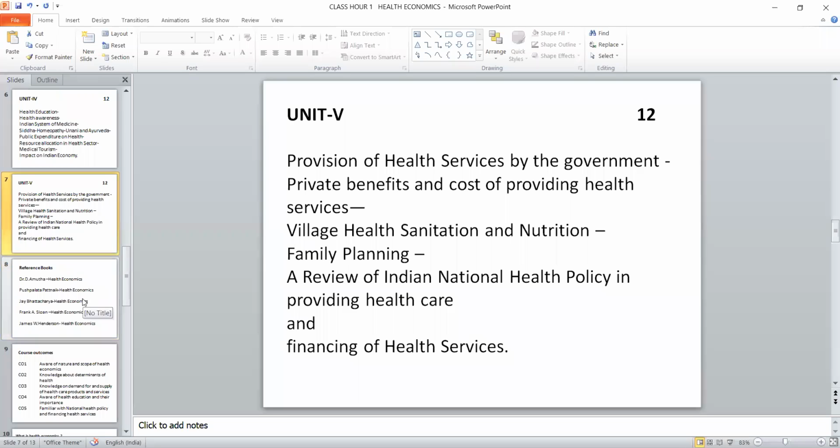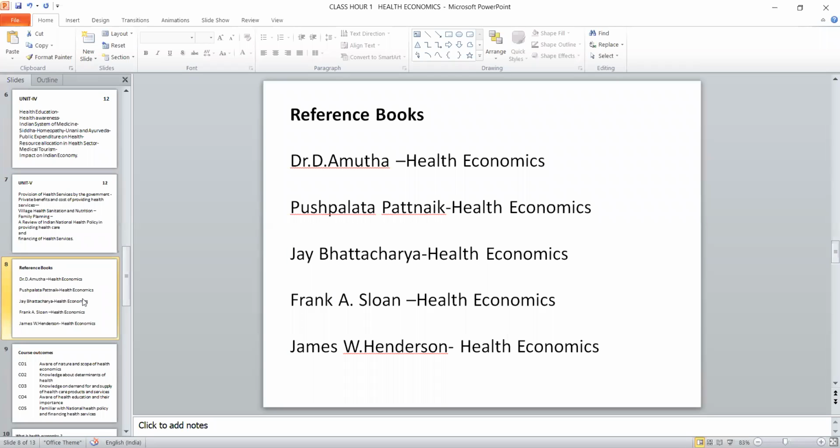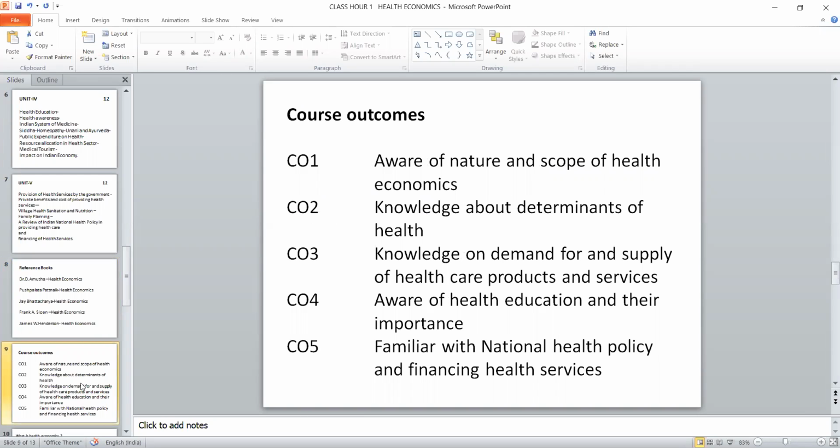So these are the topics that we are discussing in our syllabus. Based on these 5 units of health economics, one should be able to answer the following. You should be aware of the nature and scope of economics, and you should know what the determinants of health are, what the demand side of health is, and what the supply side of health is, and how they meet each other with the provider and the receiver. That is healthcare product and service, how the service provider reaches the customer. And finally, we should have some basic knowledge about health education and its importance for that discipline.